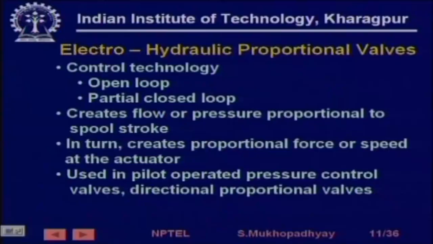As we said in the pilot operated relief valve, you can control the pressure at which the valve will vent. So how do you do that? You do that by controlling the pilot pressure. How do you control the pilot pressure? You can put a proportional valve from the pump, and then connect the outlet of that valve to the pilot port of the relief valve, and then by using a computer or using manual operation, you can control the relief pressure.